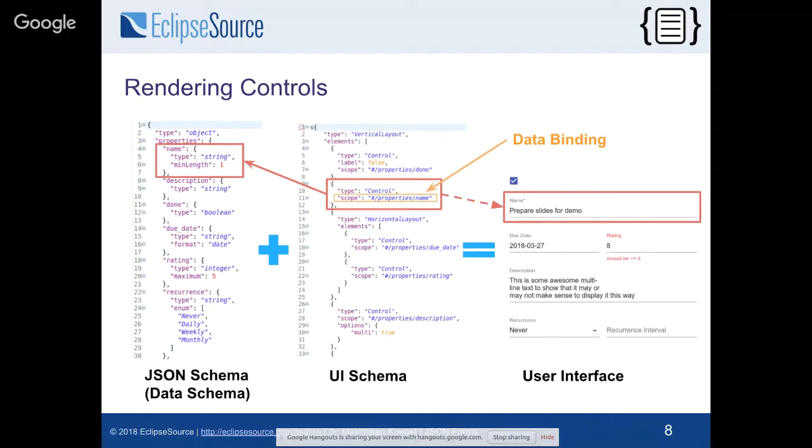The UI schema does not repeat the definitions that are already done in the JSON schema, it just points to them. So by this pointer, for example, the framework, and in this case the renderer rendering the name control, already knows that if someone would input only a 0-character name, then this would not be a valid name, and it has to show a validation message that would remind the user that you have to add some more characters here.